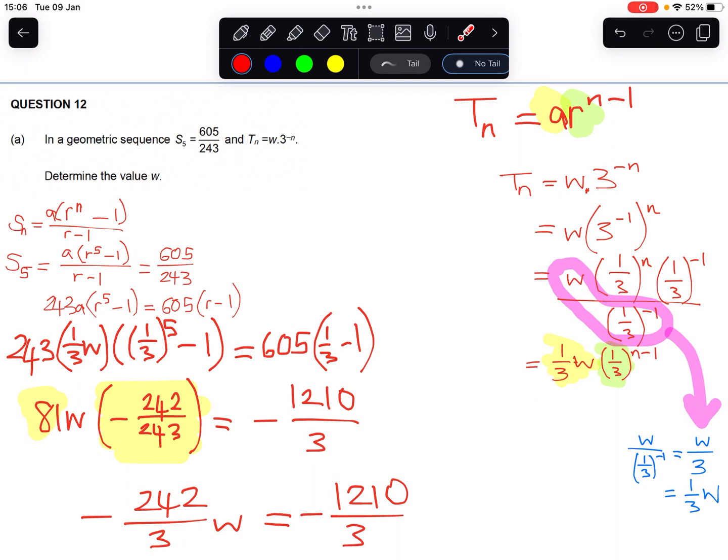Right. So we know that for a geometric series, this is the formula to work out the sum of the first n terms. We were told that S5 is equal to 605 divided by 243. So then I put in a, which I didn't know at that point, times r to the 5 minus 1, divided by r minus 1, is equal to 605 divided by 243.